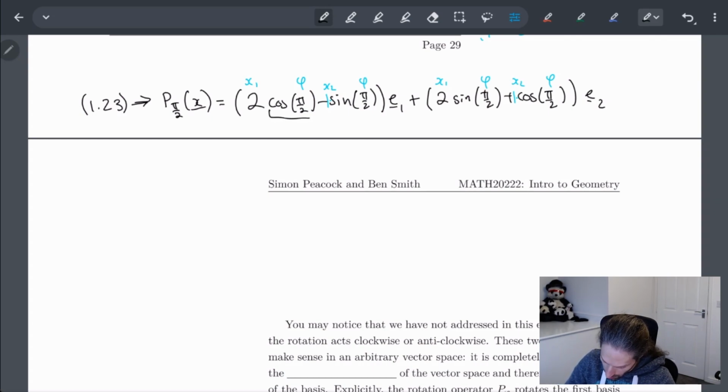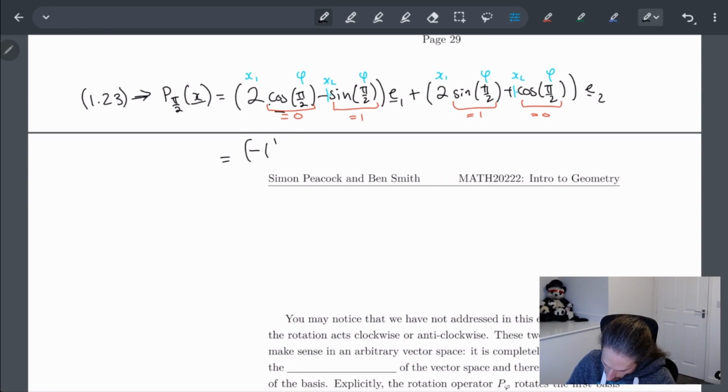Cosine of pi over 2 is equal to 0. Sine of pi over 2 is equal to 1. And then cosine of pi over 2 is equal to 0. So what do we end up having? 2 times 0 is 0, so we have minus 1 of E1. Plus 2 times 1 plus 1 times 0, so that's 2 times E2. So in other words, we just get 2E2 minus E1.